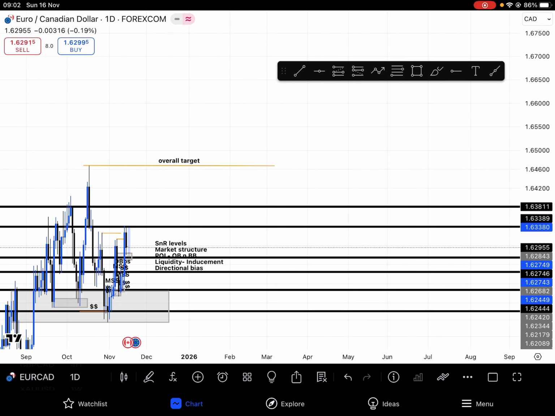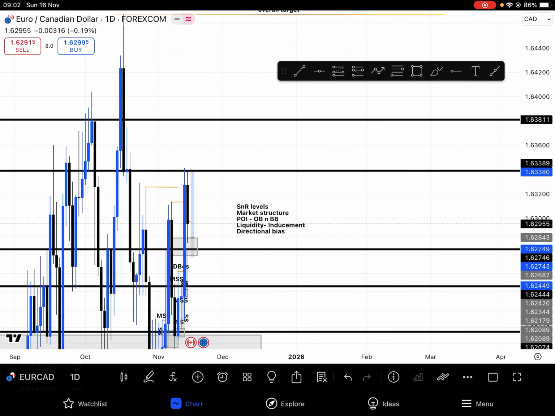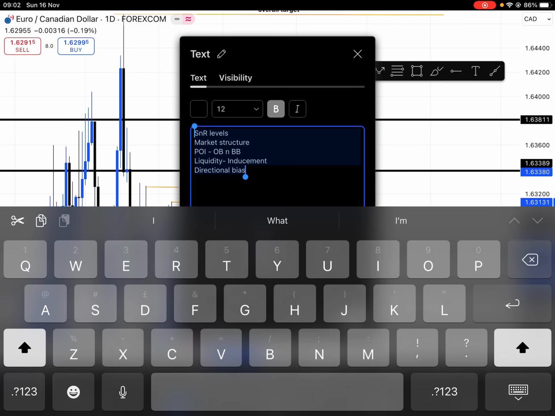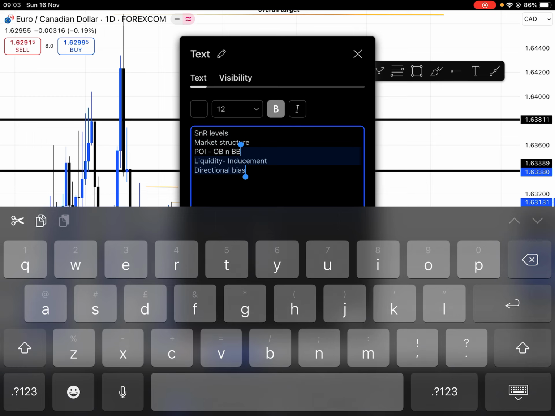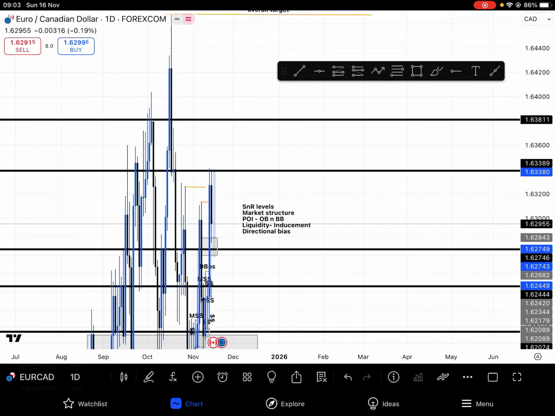So yeah, that's basically it. To conclude what I said, how I trade is support and resistance levels, market structure, which I explained, POI, which is OB and BB, that's order block and breaker block, and then liquidity, which is inducement, and directional bias. So there's a reason why I use all of this, and in the coming videos I will explain them further.